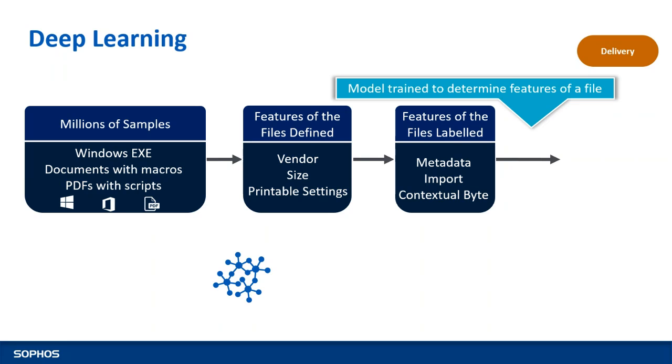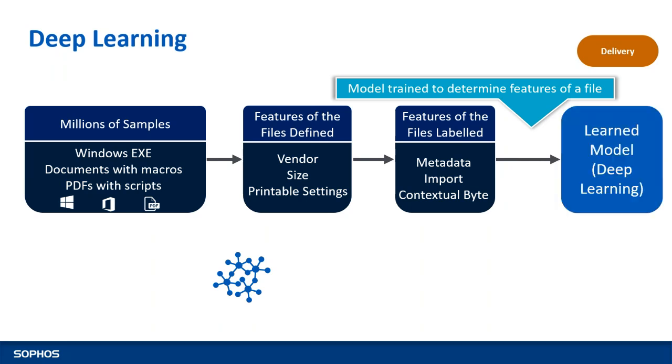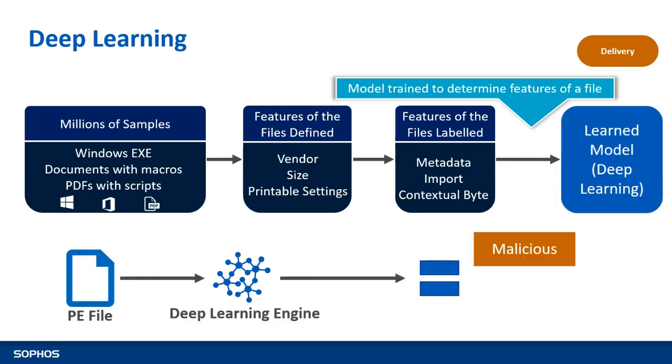When testing a file with this model, deep learning evaluates portable executable or PE files on a machine at execution time within the sandbox. The engine predicts whether the file is malicious or legitimate based on the characteristics of the file, which have been learned from the samples on which the model has been trained. The prediction is returned and the file is classified as malicious or legitimate.